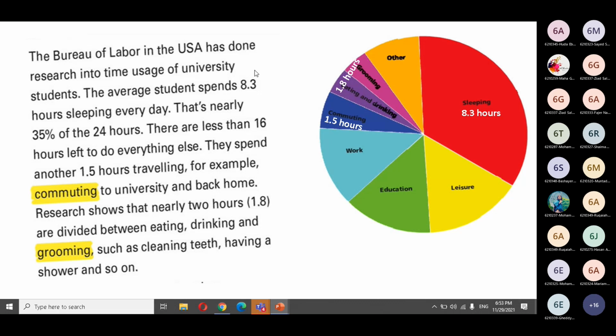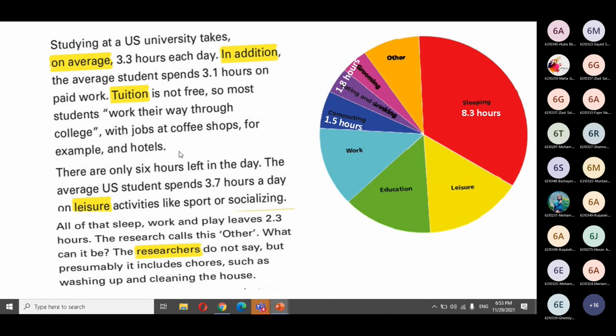Okay. Find the other activities. Okay. Find the other activities here and the timing for them.